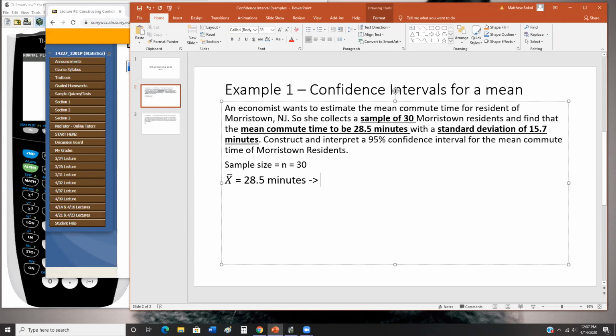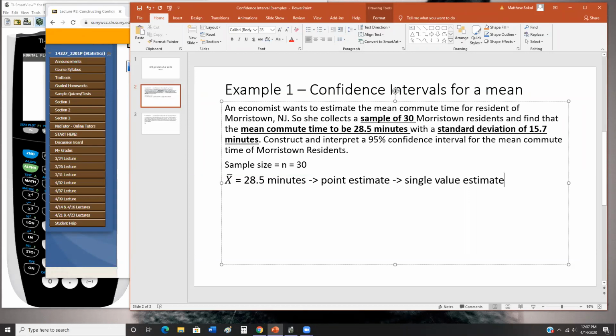So this is what we call a point estimate, okay? And all a point estimate is in statistics is a single value estimate. That's all it is, all right? So we know it's not exactly 28.5 minutes. It's probably pretty close to 28.5 minutes, but it's not exactly 28.5 minutes.